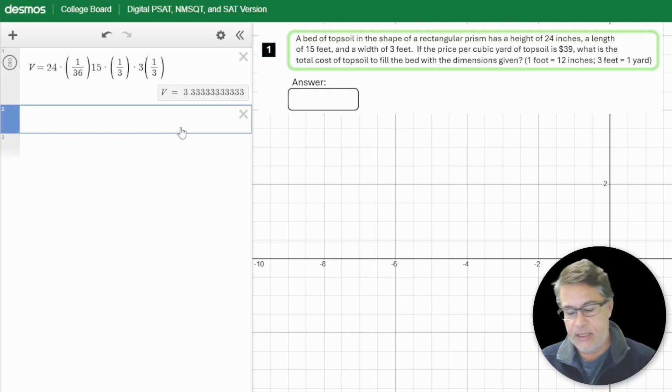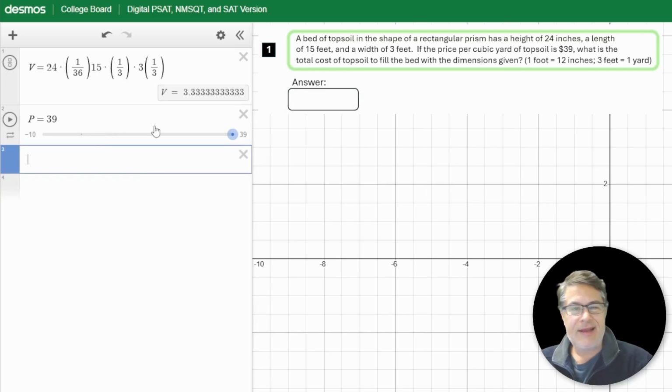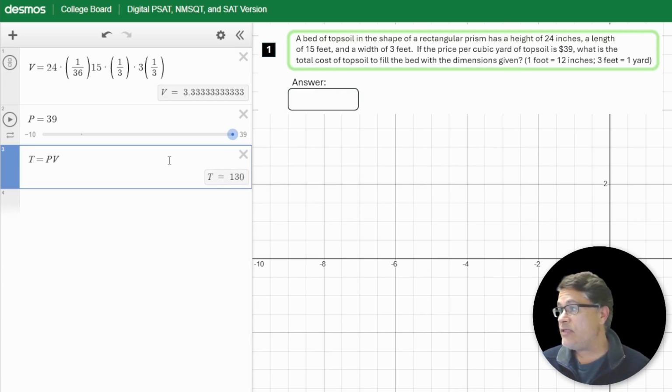All right, next, in effect, we're creating a slider, but we're not going to slide the value. We're just going to say that the price for the topsoil is equal to $39 per cubic yard. Okay? So I'm just going to keep that as a static slider. And now finally, we're just going to do the calculation for the total cost will equal P times V. So I write PV, and guess what? We're done. The answer is $130, okay?